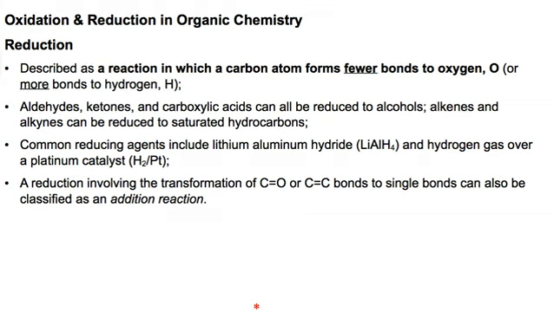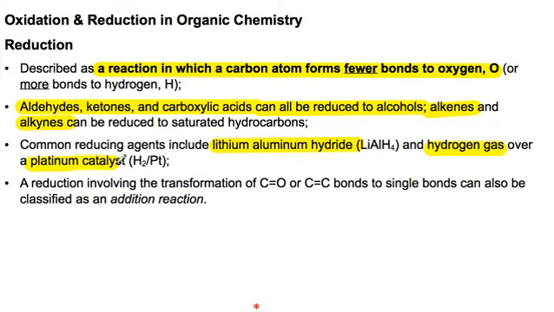Now, the other reaction that we want to look at is a reduction. And again, a reduction reaction is basically the opposite of oxidation, a reaction in which carbon has fewer bonds to oxygen. So aldehydes, ketones, and carboxylic acids, well, if they can be produced by oxidation, they can be reduced as well, and they get reduced to alcohols, not surprising, but you can also get them reduced to alkenes and alkynes. Common reducing agents: lithium aluminum hydride, basically a lithium complex cation, and hydrogen gas with a platinum catalyst. That's probably a bit more common because it actually produces quite a rapid reaction.